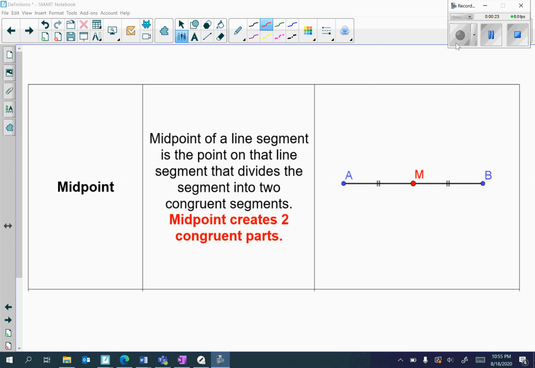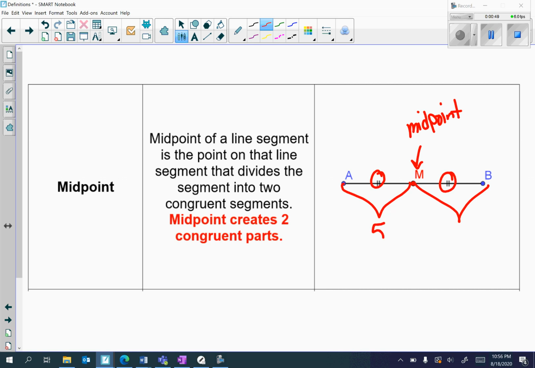So for example, I have line segment AB, and notice that M is the midpoint. That's in the middle of the line segment AB. That divides the line segment into two congruent parts, AM and MB. Notice that these are the congruence marks, meaning that they have the exact same length. So for example, if AM has a length of 5, then MB also has to have a length of 5. A midpoint creates two congruent parts.